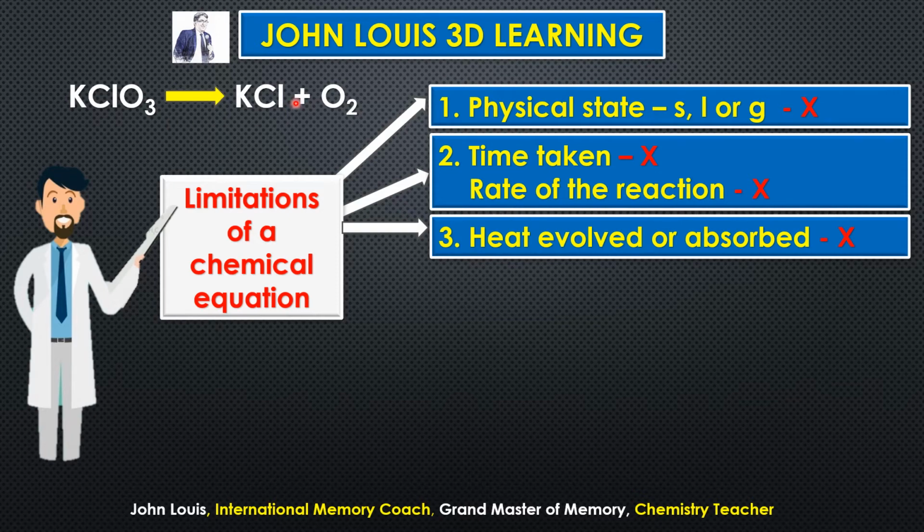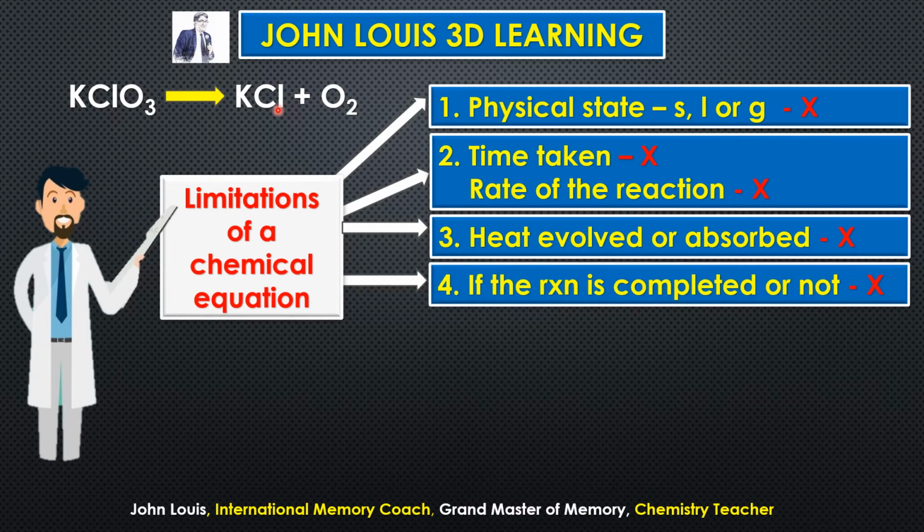And the third limitation is whether heat is evolved or absorbed in this chemical reaction. See, here the equation is given, but we do not know whether we have to heat, that is, heat is absorbed, or this reaction gives out heat. Whether the heat is evolved from this chemical reaction is not given by the chemical equation. So that is the third limitation.